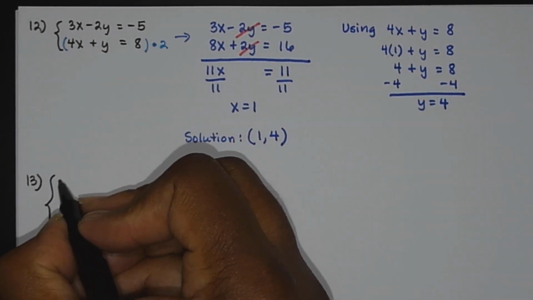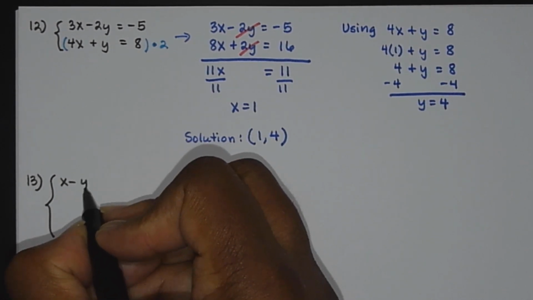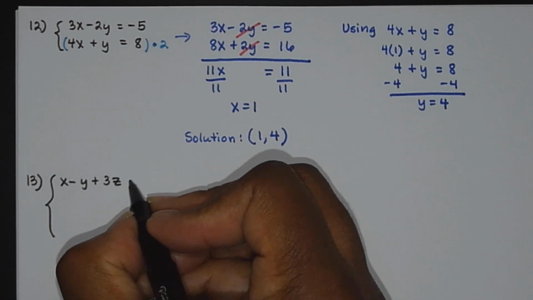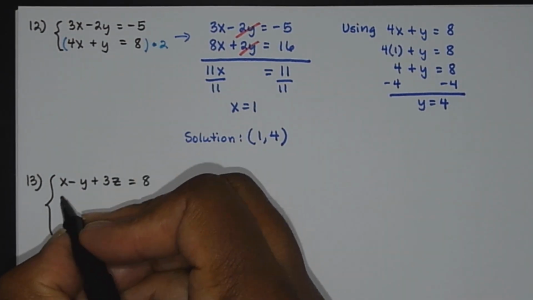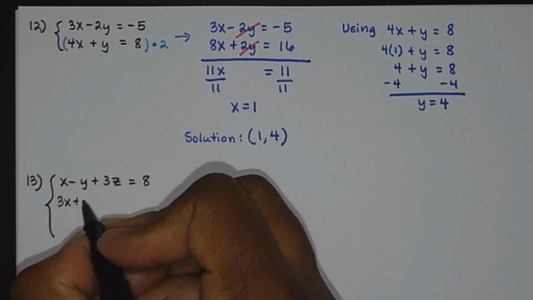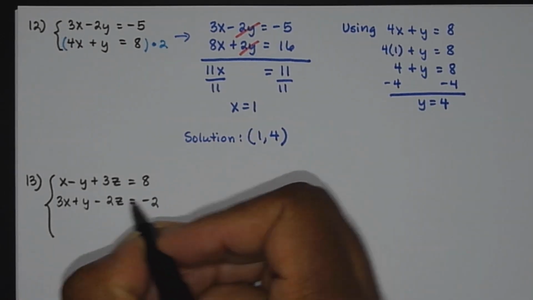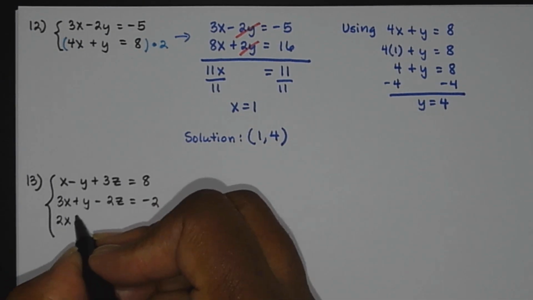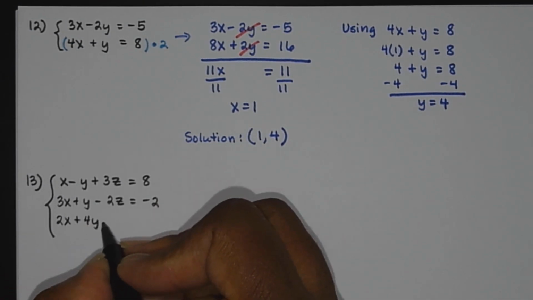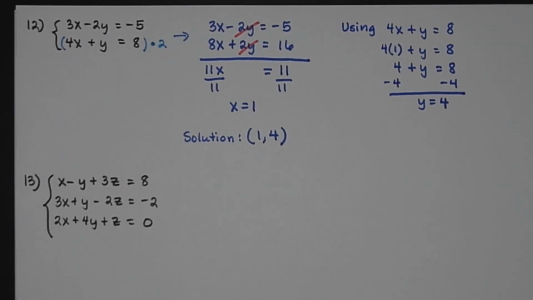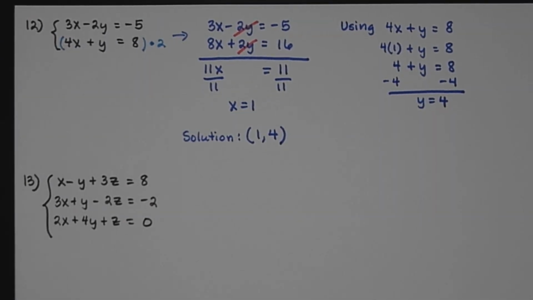Now, I would suspect that this is going to take a while for you to work this one out. x minus 3y plus z is equal to 8. 3x plus y minus 2z is equal to negative 2. And 2x plus 4y plus z equals 0. And in this case, we're going to solve the system of equations in 3 variables.